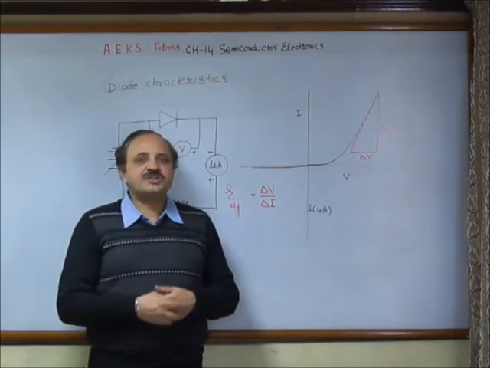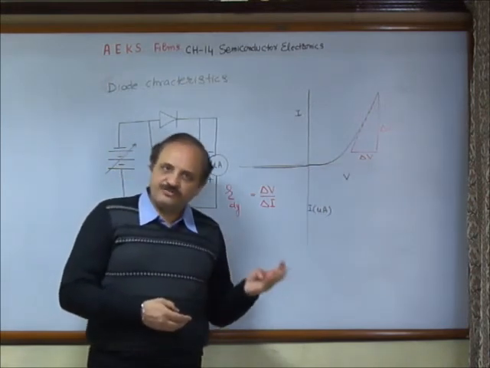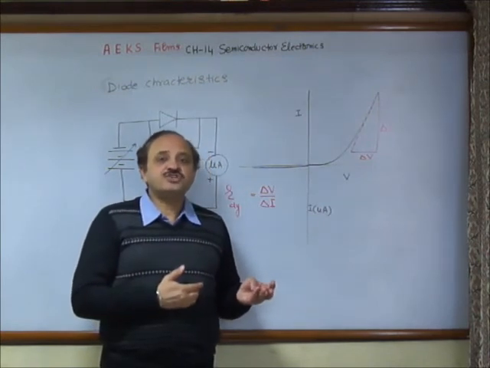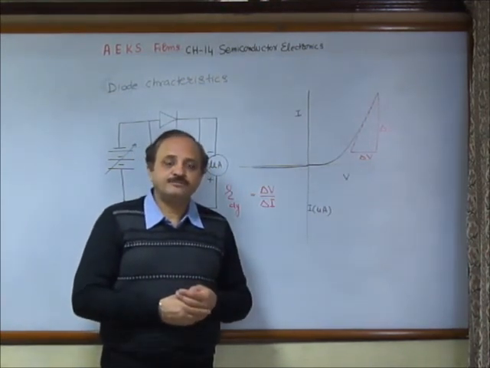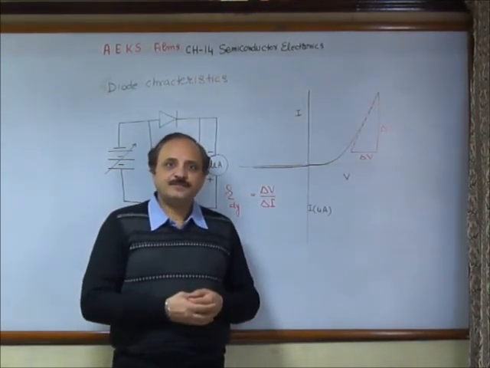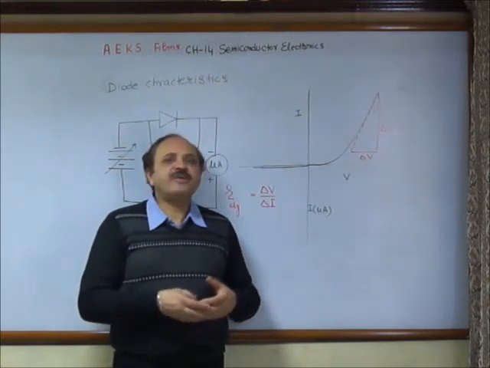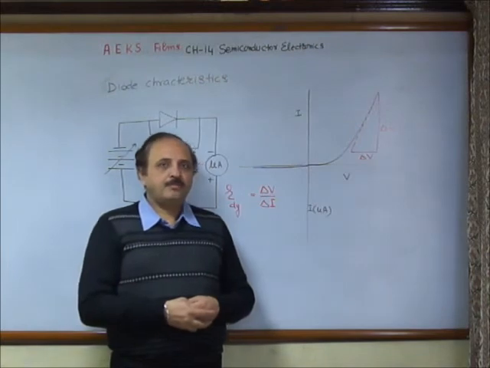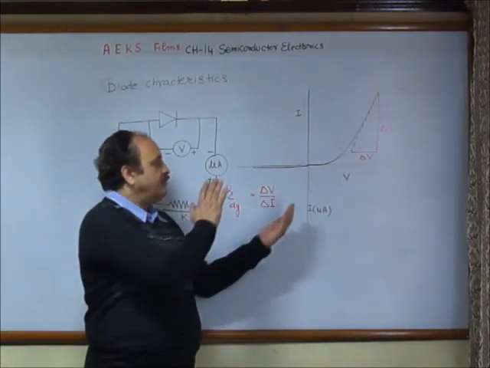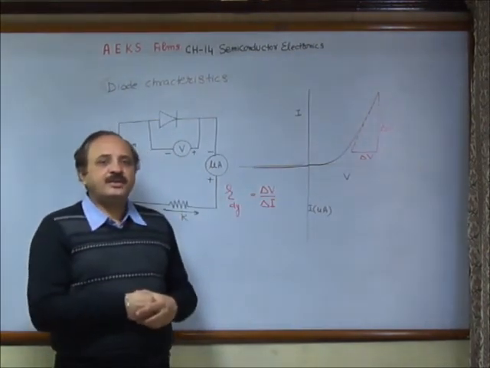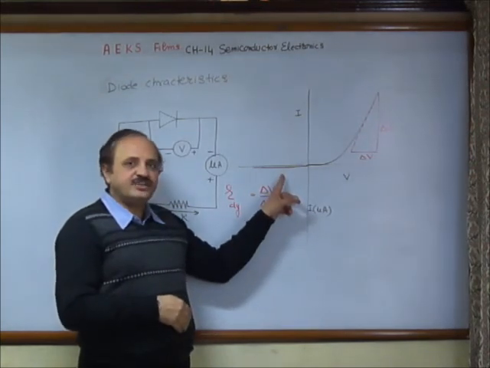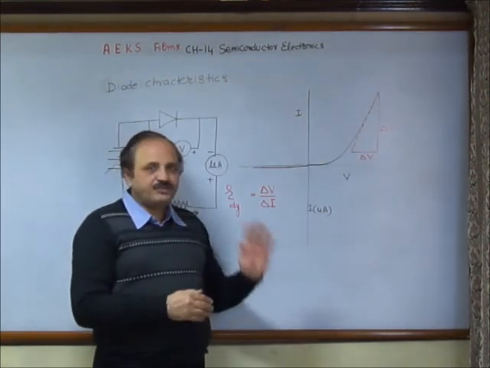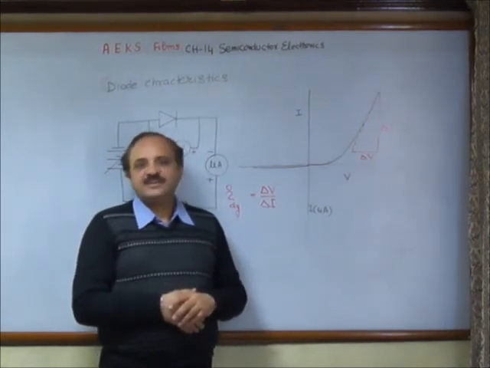There are many applications like rectification. There are certain very special diodes like photodiode, solar cells, Zener diode. They have various types of application. But the main feature will remain that in the reverse biasing the current is very small and in the forward biasing the current is sufficiently good, and we can say it conducts.